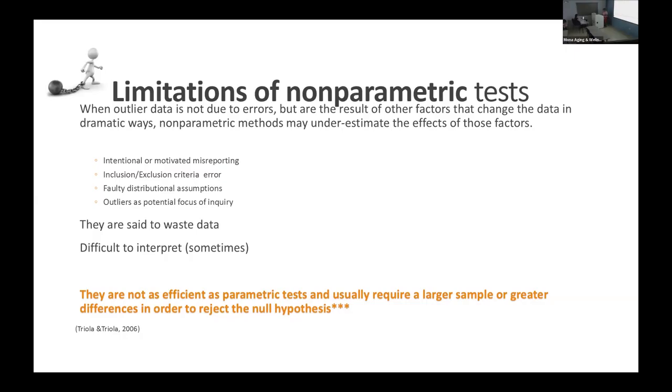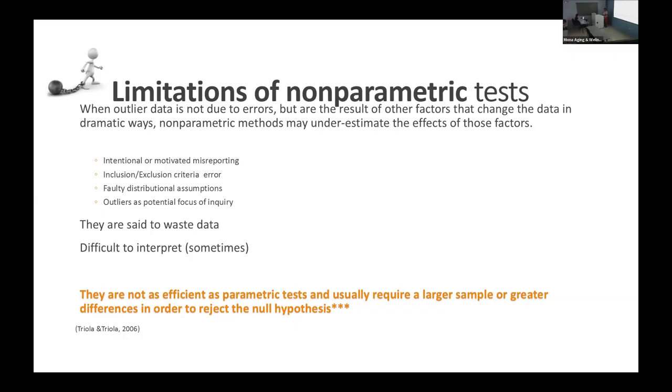So for example, let's say you're doing a study among high school students and you want to find out how many times they've had sex in the last month. The girls might say 0 and the boys might say 1,000 times. Those are things that we call intentional or motivated misreporting. They don't really want to tell you what is true. They're going to tell you what they think is desirable. And if you're doing a non-parametric test, you may not realize that that is what is actually happening.